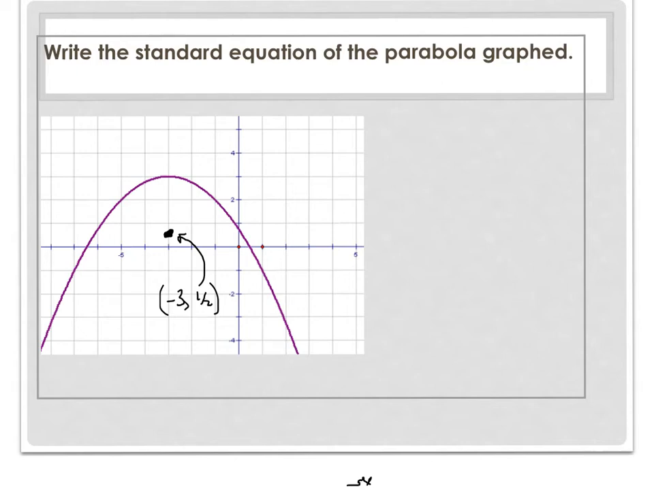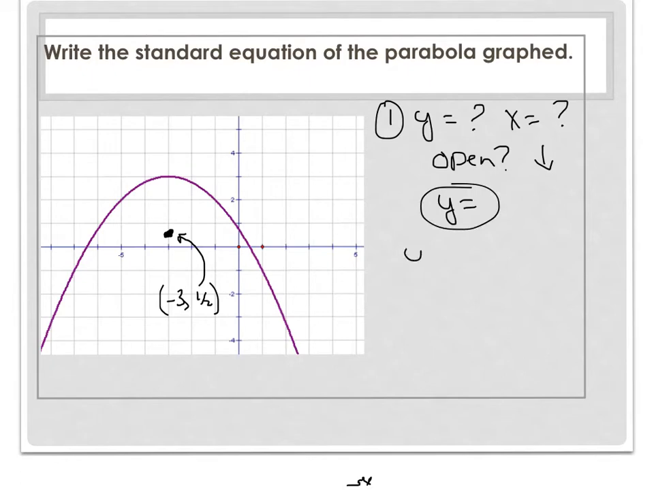Okay, so in this example, rather than have an equation, we have a graph that we're going to use to find the standard equation of the parabola. So first, is it a y equals or an x equals? What you need to say to yourself is, how does it open? This guy opens down. Because we're opening down, y is the axis that's up and down, so it's going to be a y equals.